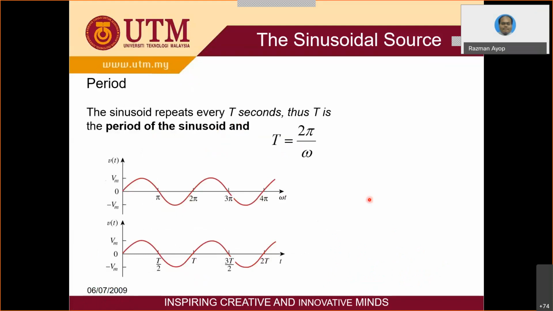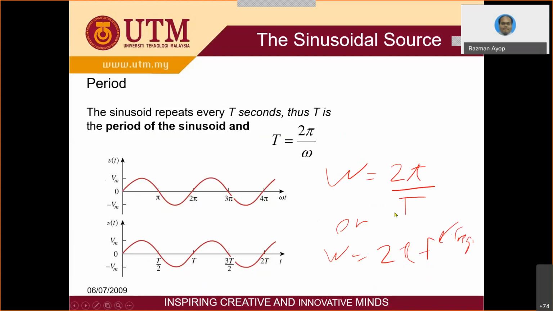As I mentioned before, what is period? Period is basically 2 pi divided by W. You can see here, W equals 2 pi over T, or W equals 2 pi F. F is the frequency. This is the period. If they give the period, you have to use this formula. If they give the frequency, you have to use this formula.